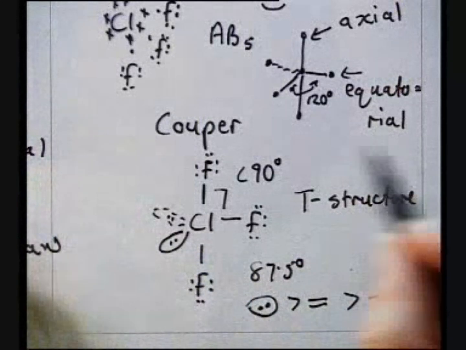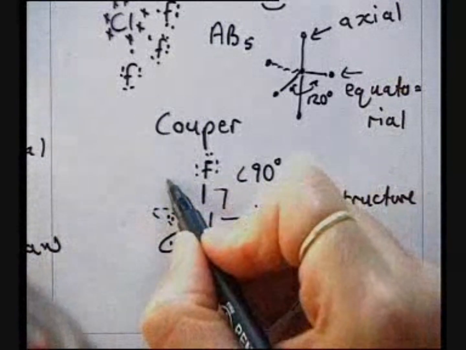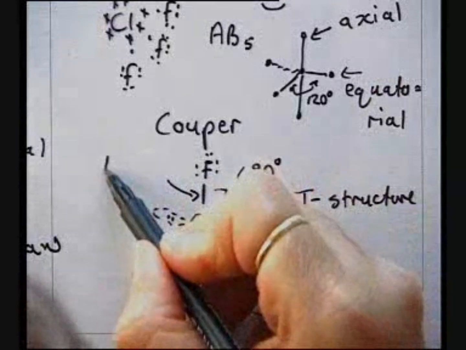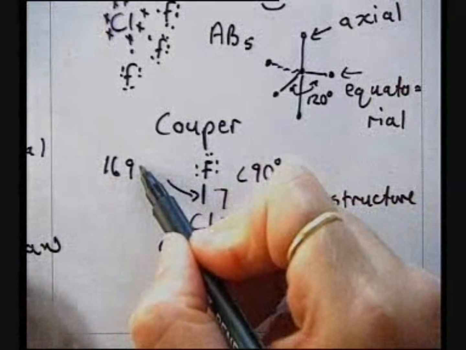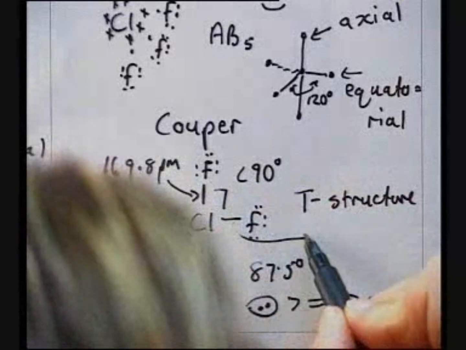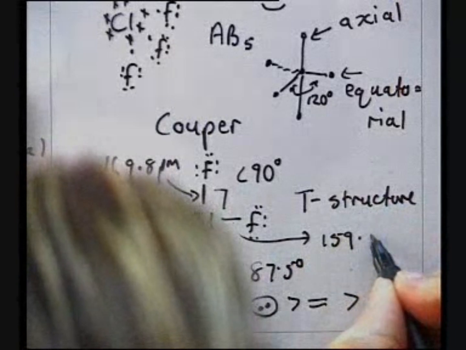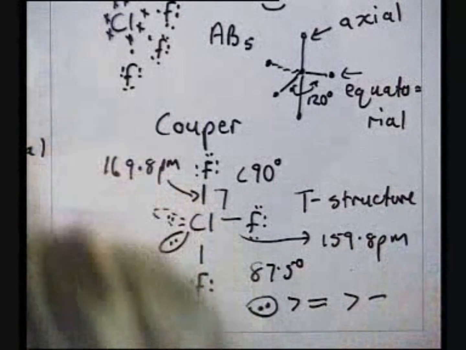We also expect the bond lengths not to be exactly similar. In the axial position, we find a bond length of 169.8 picometers, and in the equatorial position, we measure in the laboratory a bond length of 159.8 picometers.